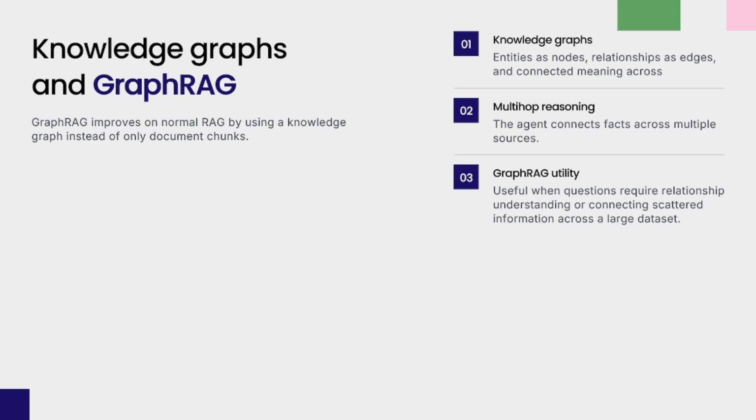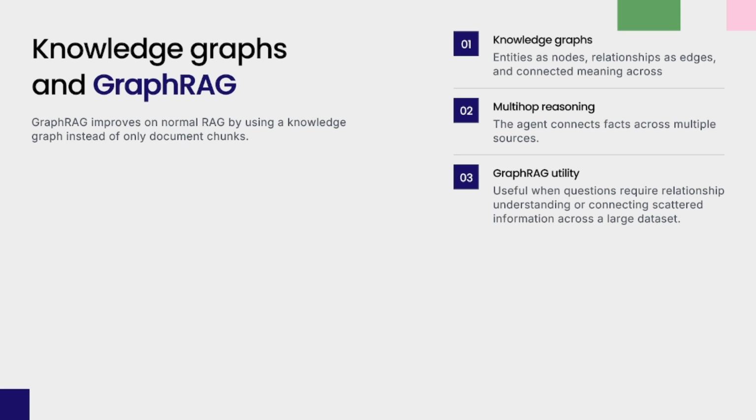Then we have knowledge graph. Remember we just talked about RAG. So we also have knowledge graph, and knowledge graphs give birth to what is known as graph RAG. Let's start from knowledge graph actually. So a knowledge graph stores entities as nodes, relationships as edges, and connects meaning across them.